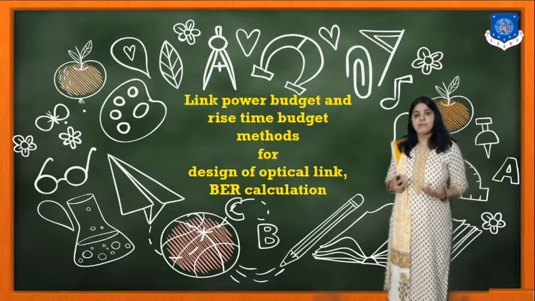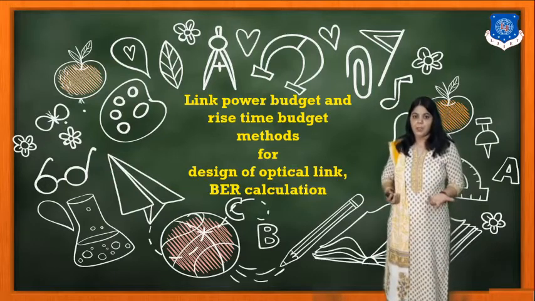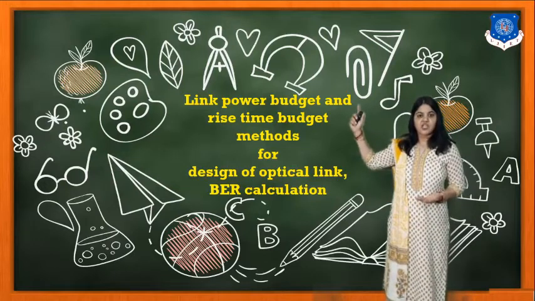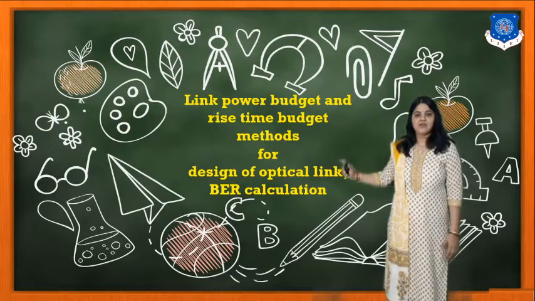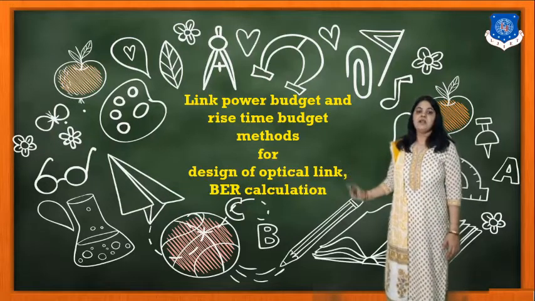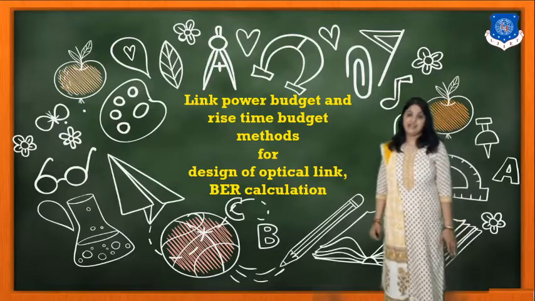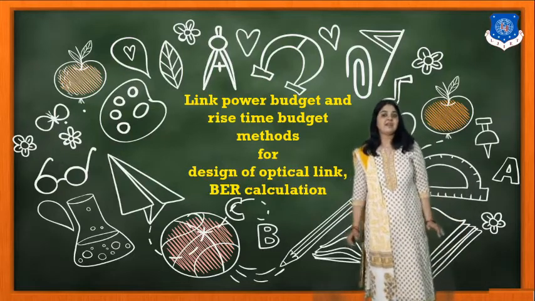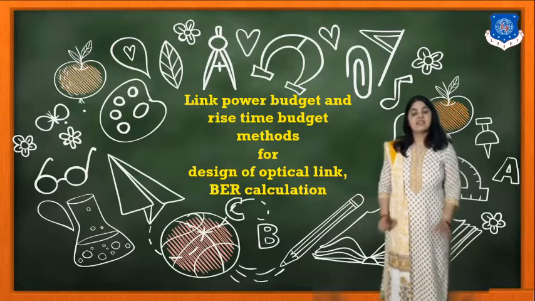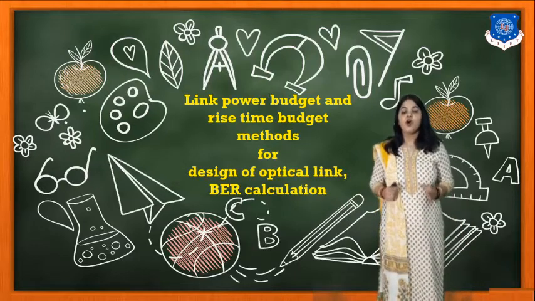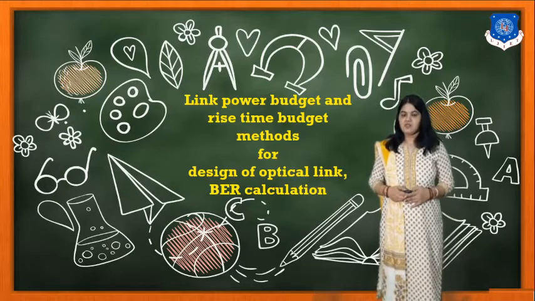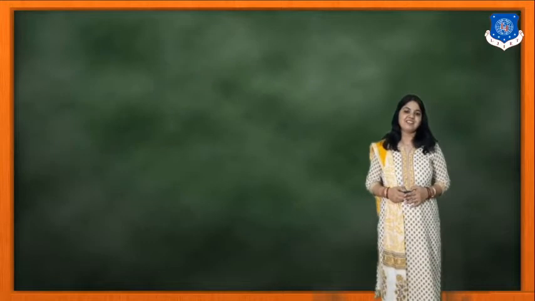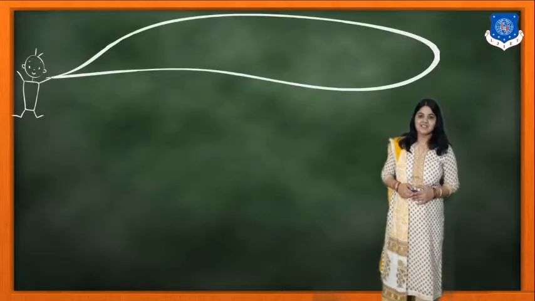The examples that can be asked from this topic are link power budget, rise time budget, methods for the design of the optical link, and the bit error rate calculations. This portion is very interesting as well as very important for the design of any transmission system. So we are going to start with the study of all these things.